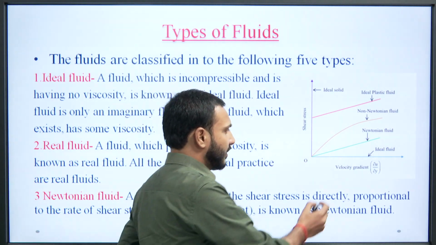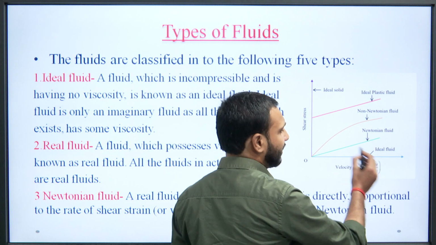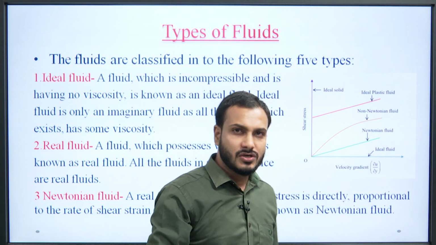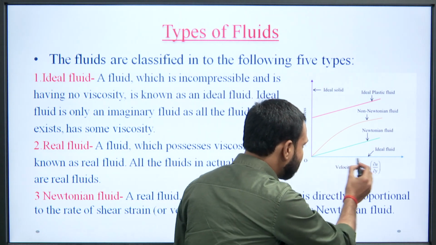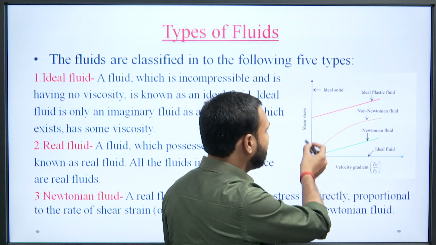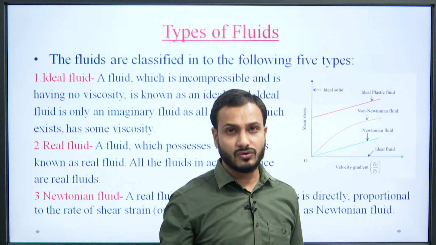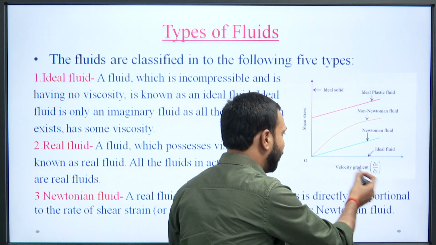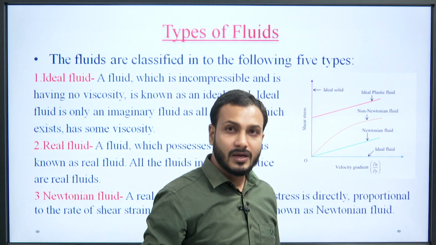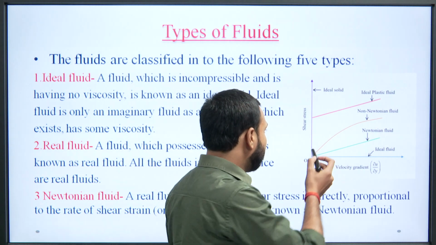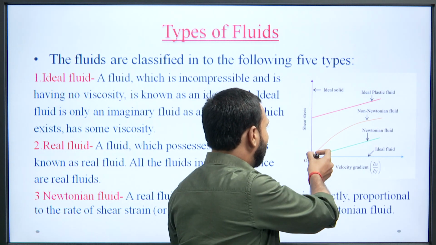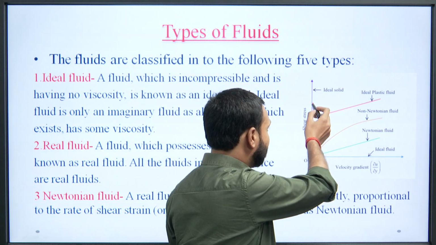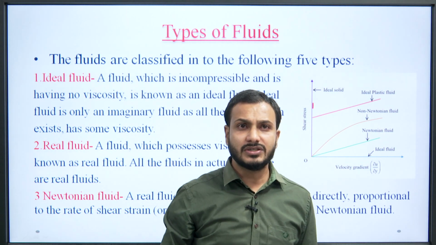Here the x axis shows the velocity gradient, means du by dy, and the y axis shows shear stress. We can see the fluid which is ideal means having 0 shear stress, and why is the shear stress 0? Because viscosity is 0, and if the viscosity is 0 then du by dy will have some value and the shear stress will be 0. At the same time, in case of ideal fluid, we can have a look, there is a value of the shear stress.